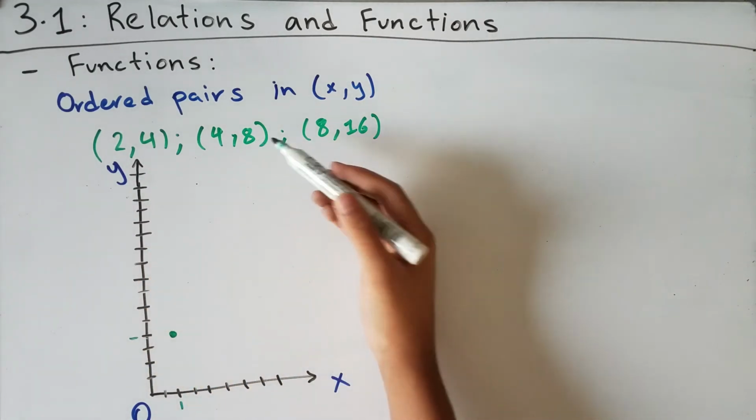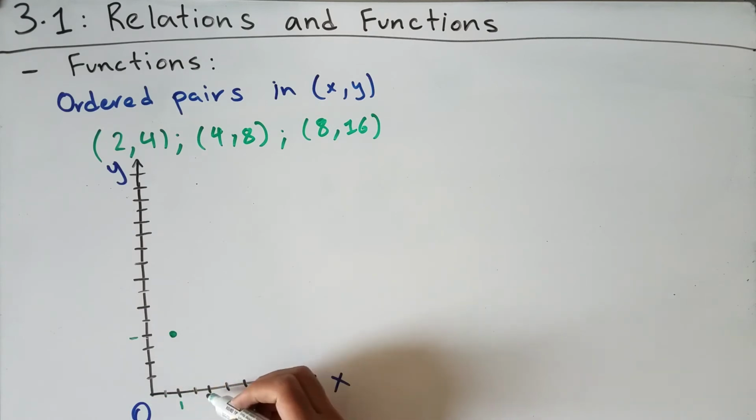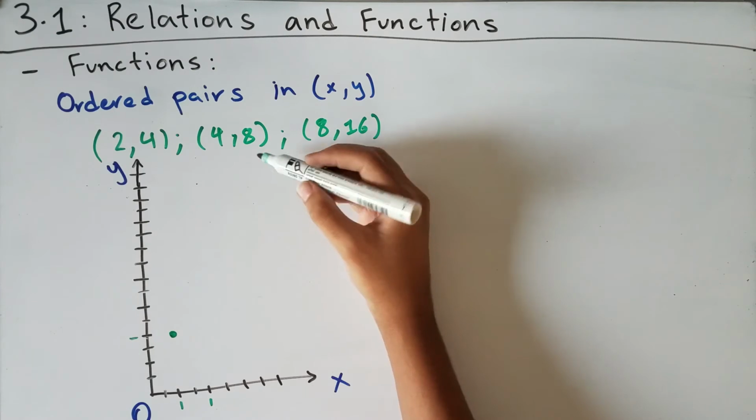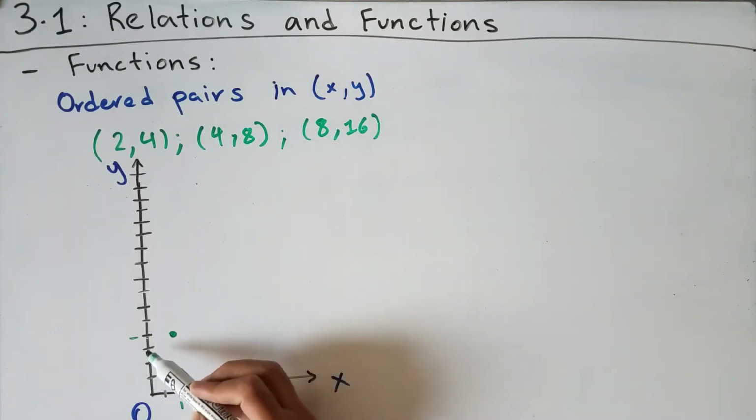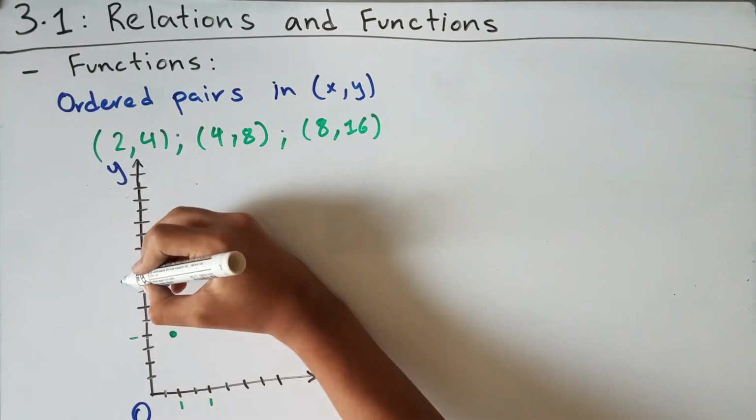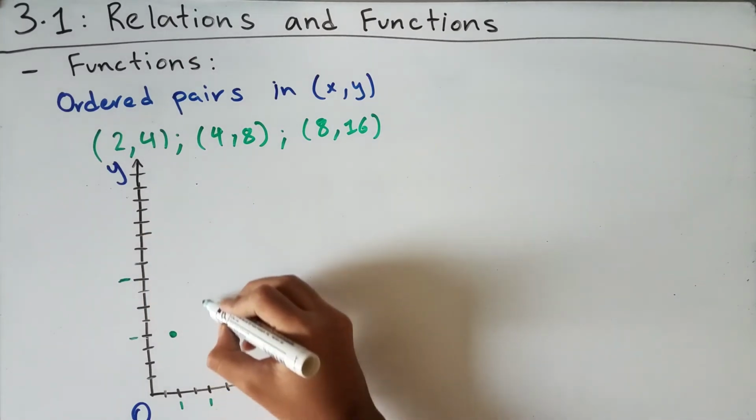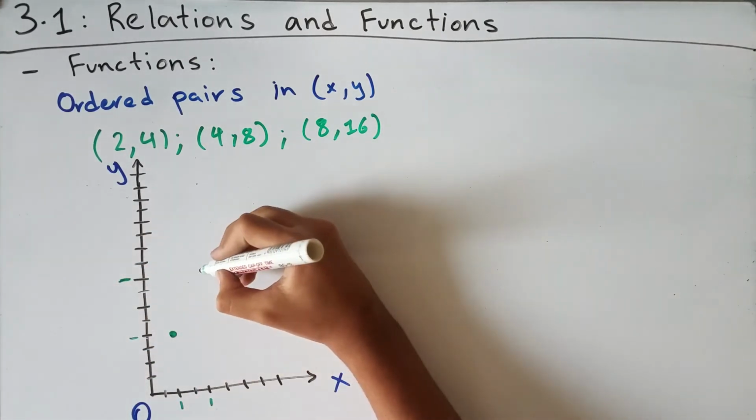Similarly for (4, 8), we know that 4 is going to be at this point because 1, 2, 3, 4. So this is our 4. And we have 8 over here. So 1, 2, 3, 4, 5, 6, 7, 8. So this is our y point. And then we can intersect where those two lines would meet, which is about here.